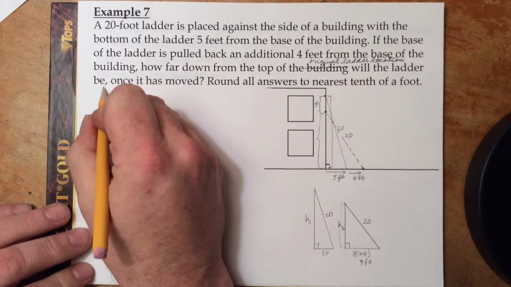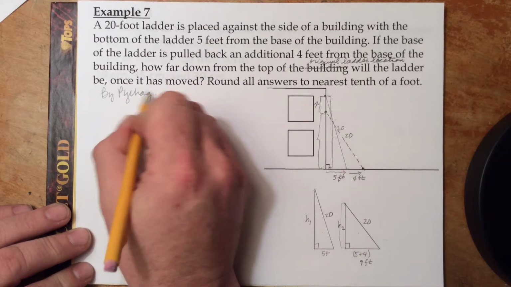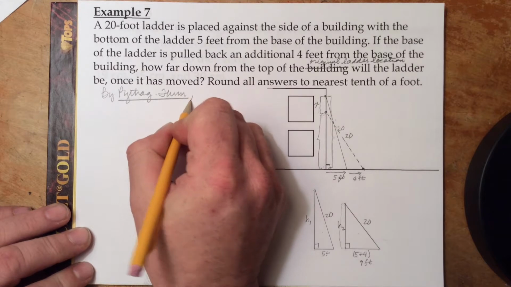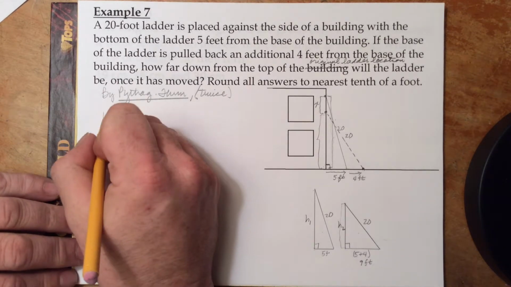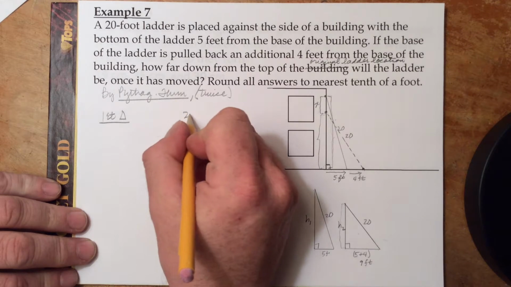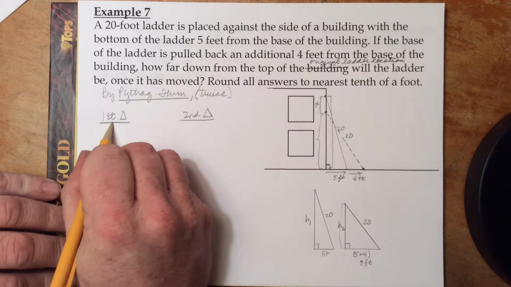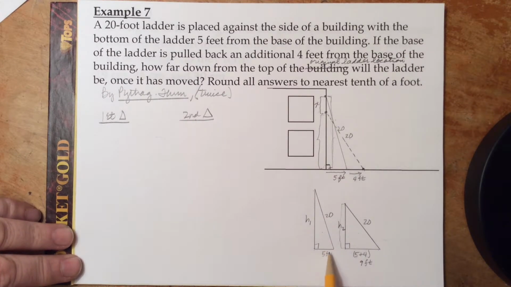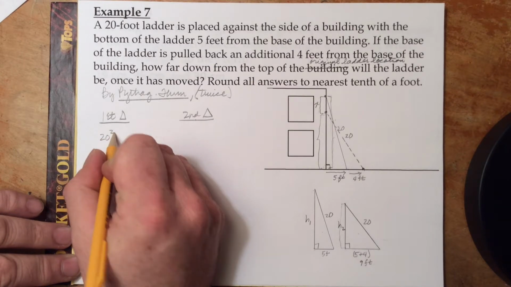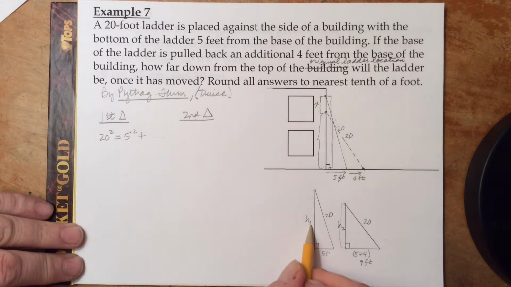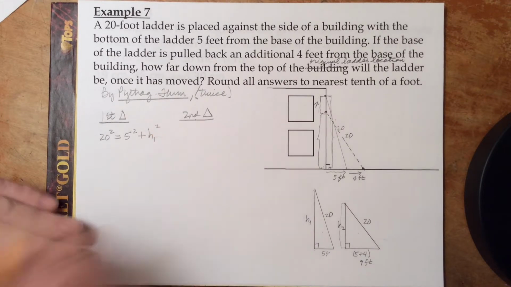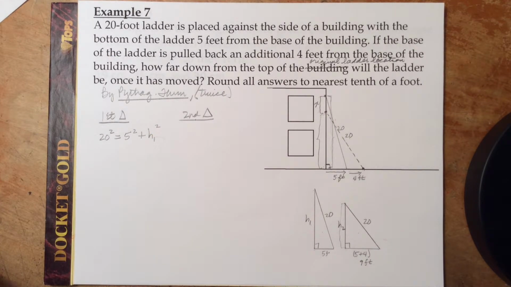So, by the Pythagorean Theorem, actually we're going to use it twice, aren't we? I'm going to make two columns. I'm going to make one of the first triangle and the second triangle. Now remember, this is the first position of the ladder. This is the second position of the ladder. Alright, so before it's pulled out, this is 5 feet. This is 20, and this is h1. So using the Pythagorean Theorem, our hypotenuse is 20. So we have 20 squared equals one of the legs, 5 feet squared, plus height 1, or h1 squared. And then we'll solve for h1 here in just a moment.